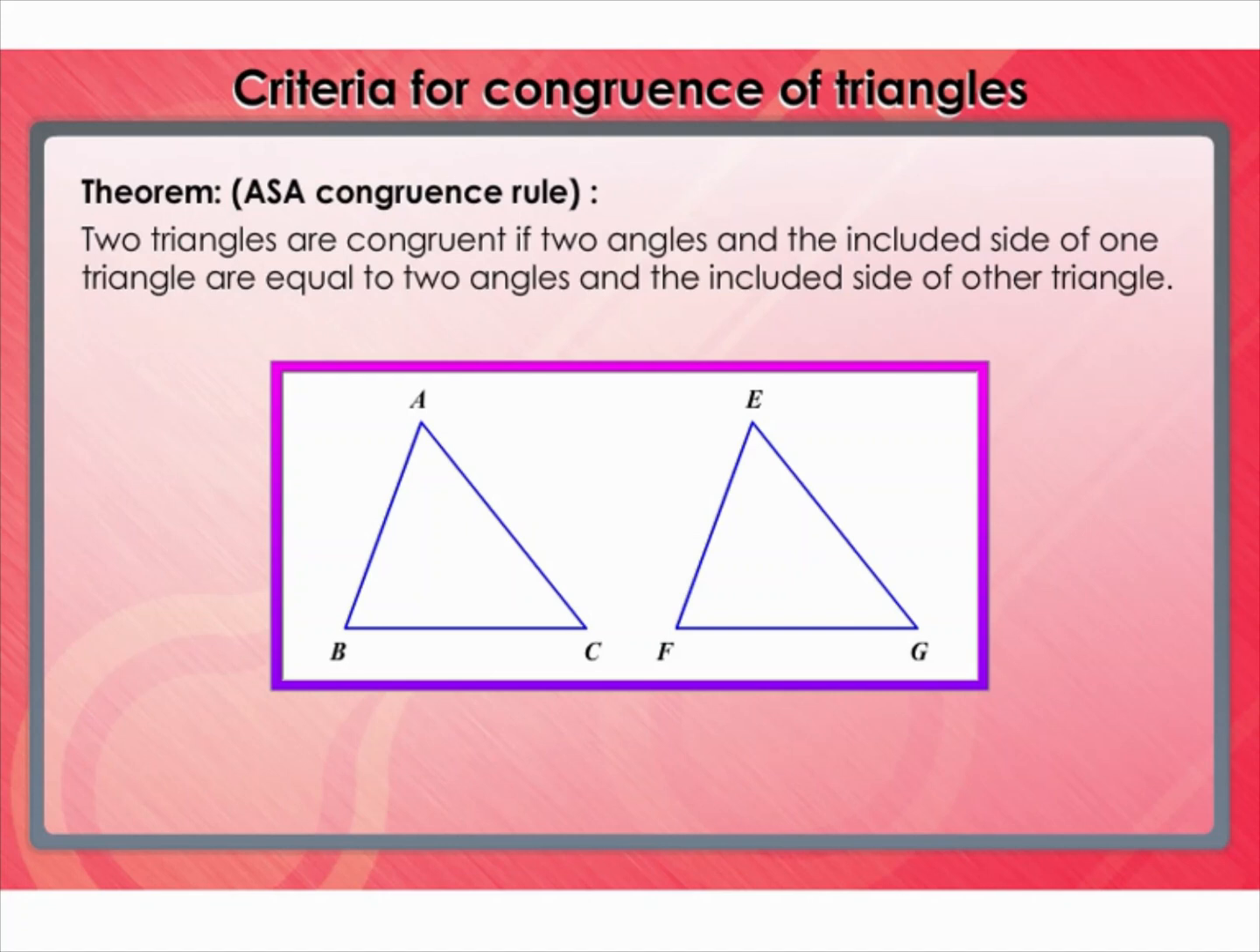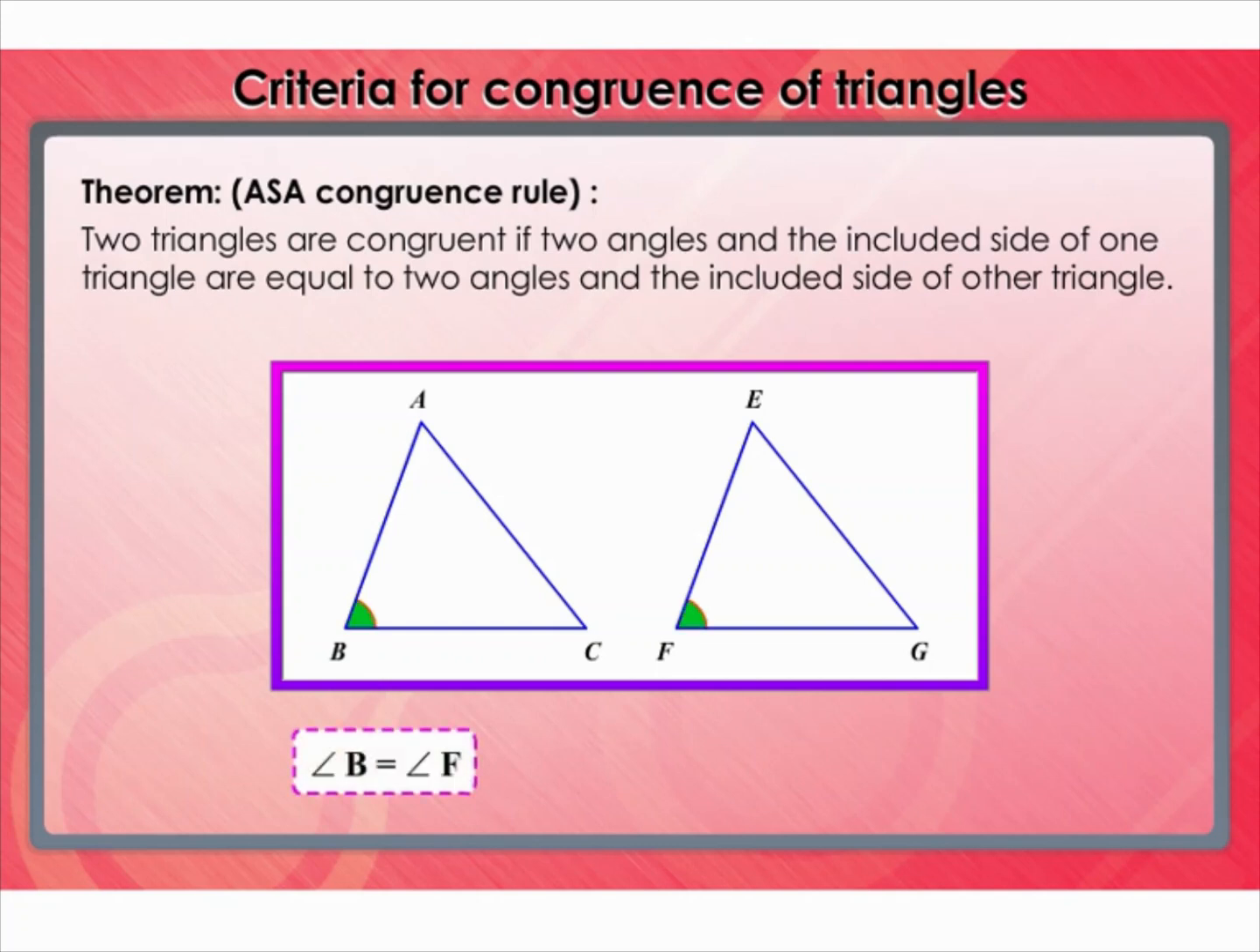The second congruence rule states that two triangles are congruent if two angles and the included side of one triangle are equal to two angles and the included side of the other triangle. This is referred to as the angle-side-angle or ASA Congruence Rule. Let's prove the theorem. Consider two triangles ABC and EFG.